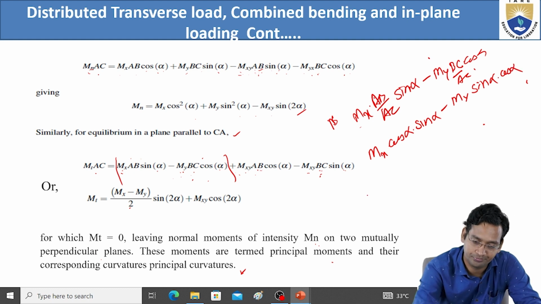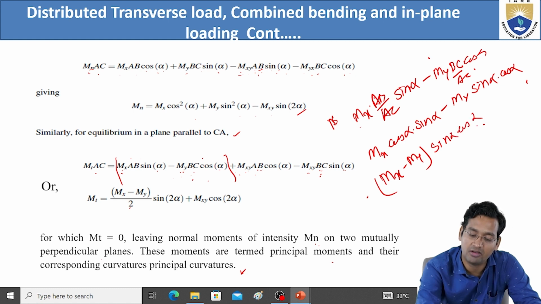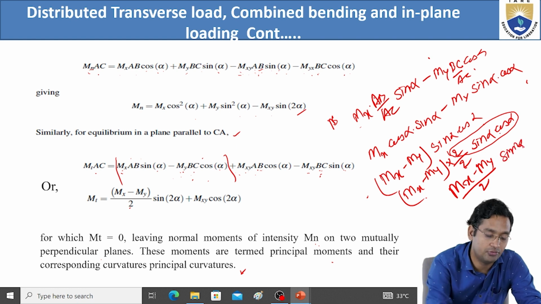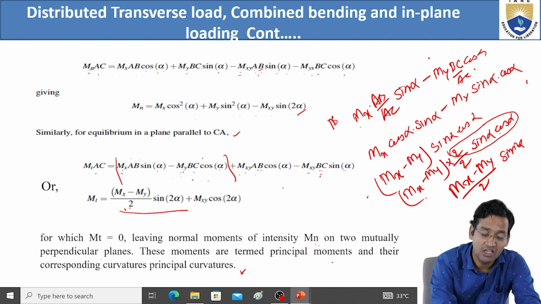Now here multiply by 2. Or just take Mx minus My into sine alpha into cos alpha; this we can write after taking sine alpha cos alpha common. Now here multiply and divide by 2. So Mx minus My by 2 into 2 sine alpha cos alpha. This 2 sine alpha cos alpha is what? Sine 2 alpha. So Mx minus My by 2 into sine 2 alpha.